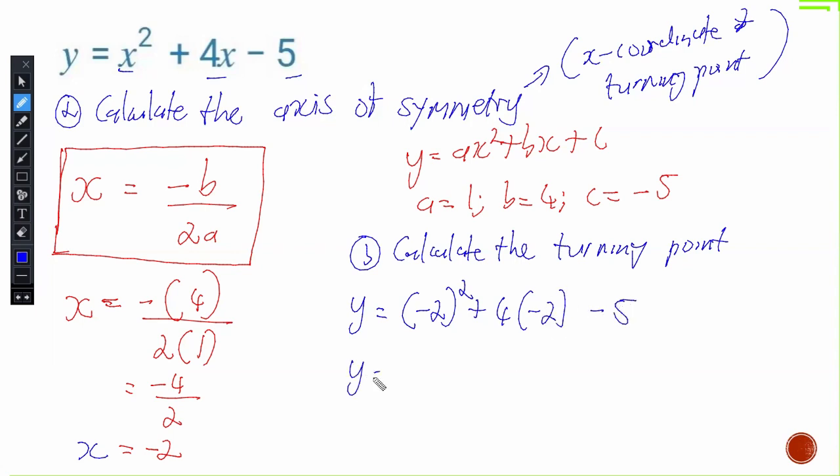So provided that the question was just saying calculate the turning point, and it was about 4 marks, you needed to start here and then calculate the turning point. So (-2) squared plus 4 times (-2), minus 5. We are getting -9, right? So our turning point, written in coordinates, is (-2; -9). And just like that, you are done, right? This is how we calculate the axis of symmetry and also the turning point.